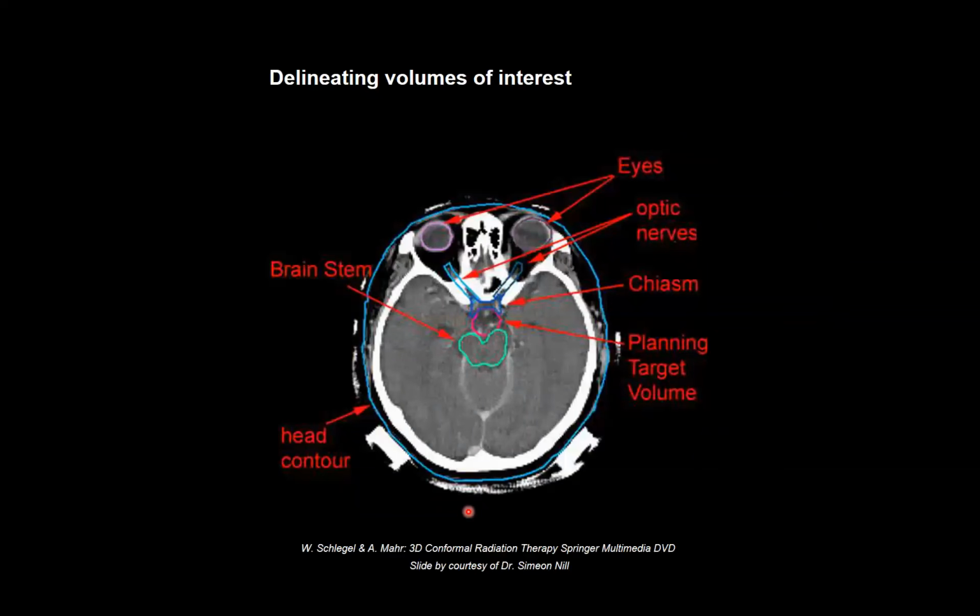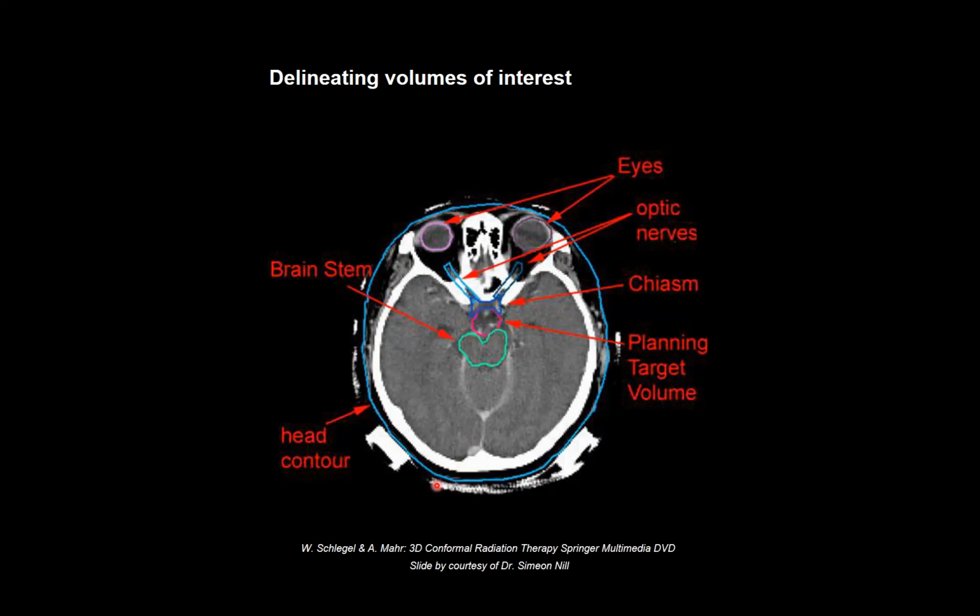Another thing that is really important that the doctor has to do, it's his responsibility, is to define the organs. So he has to define the so-called volumes of interest, and those are usually the organs of interest, the healthy organs. So here are 2 eyes. The left eye on the right and the right eye here. Then you have the optic nerves, which connect the eye to the chiasm, and you also have the brain stem here. And in this case, there is a tumor identified by the doctor, which is this pink region here.